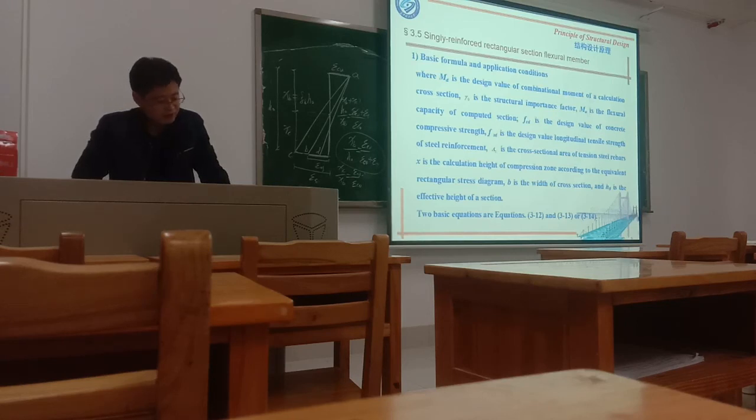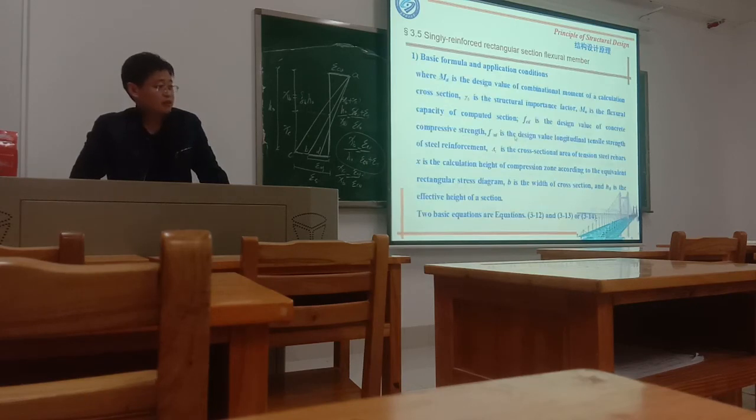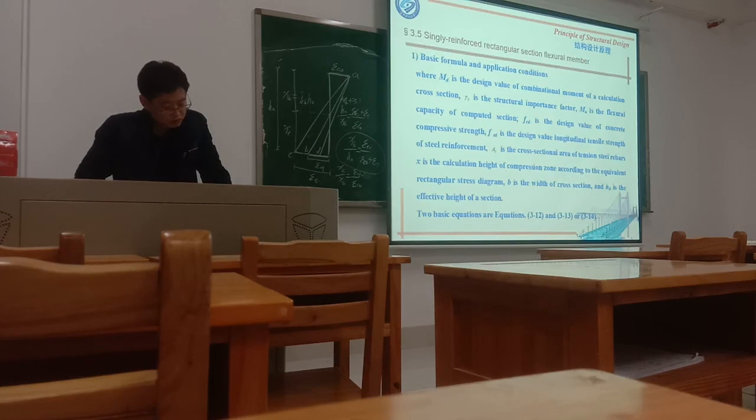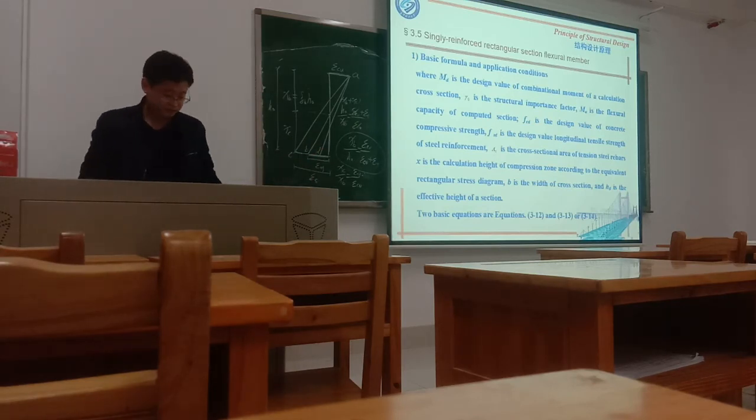So Mu is the flexural capacity of the computed section, the resistance. fcd is the design value of concrete compressive strength. fsd is the design value of the longitudinal tensile strength of steel reinforcement. As is the cross section area of the steel. x is the calculated height of the compression zone according to the equivalent rectangular stress. b is the width of the cross section and h0 is the effective height of the section. h0 equals h minus as, where as is the distance from the centroid of the steel bar to the surface of the beam.